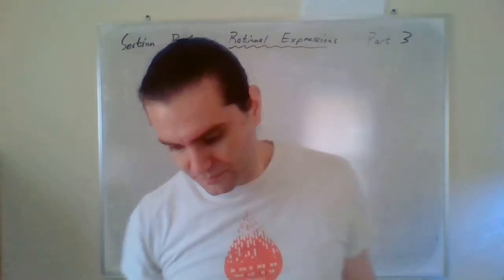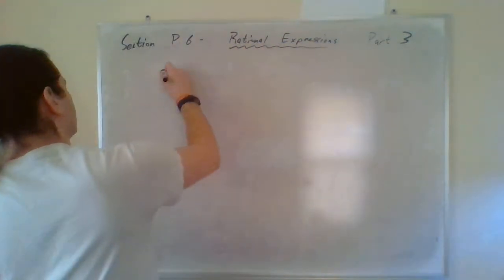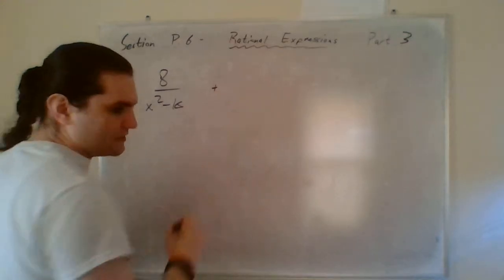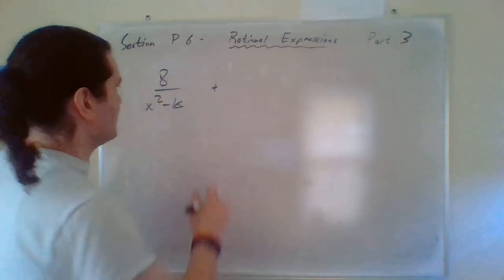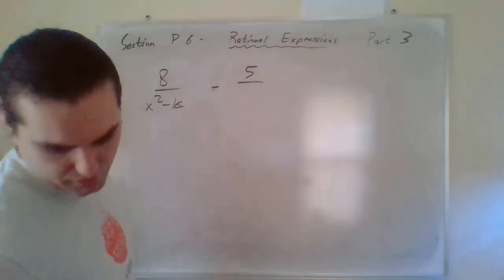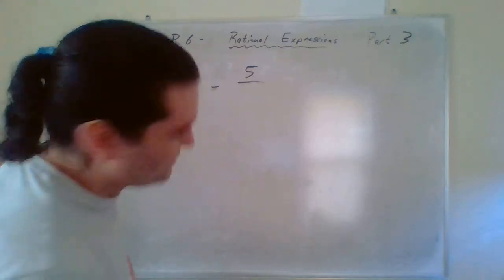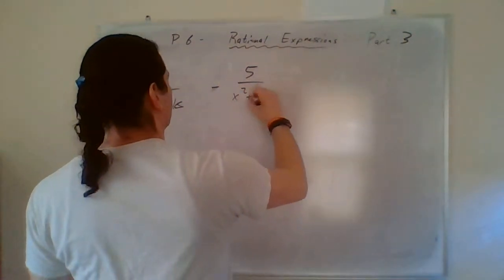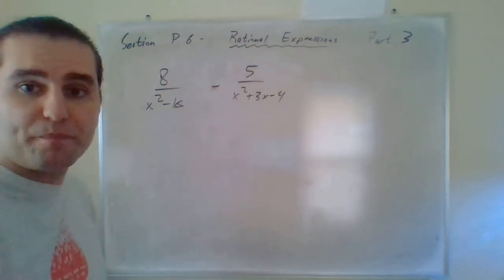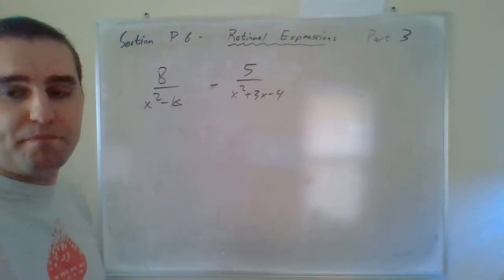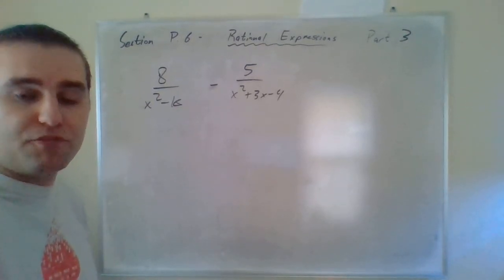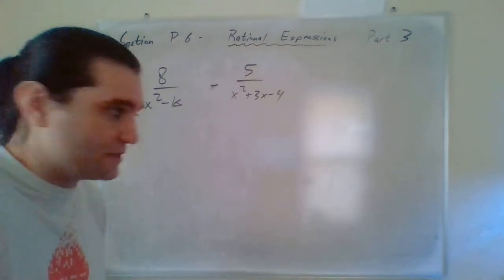Let's look at 8 over x squared minus 16, minus 5 over x squared plus 3x minus 4. So, as with every other problem we've done in the rational expression section, our first priority should be factoring everything as much as possible.